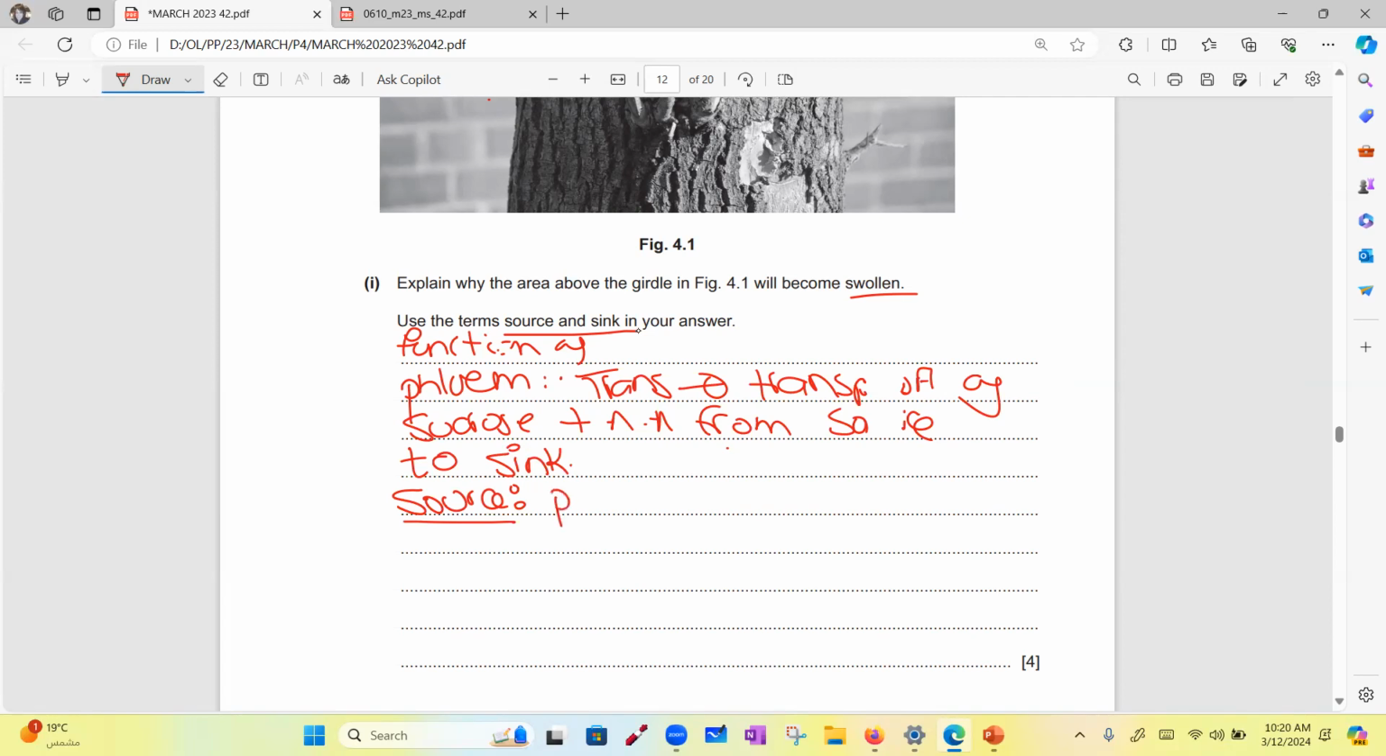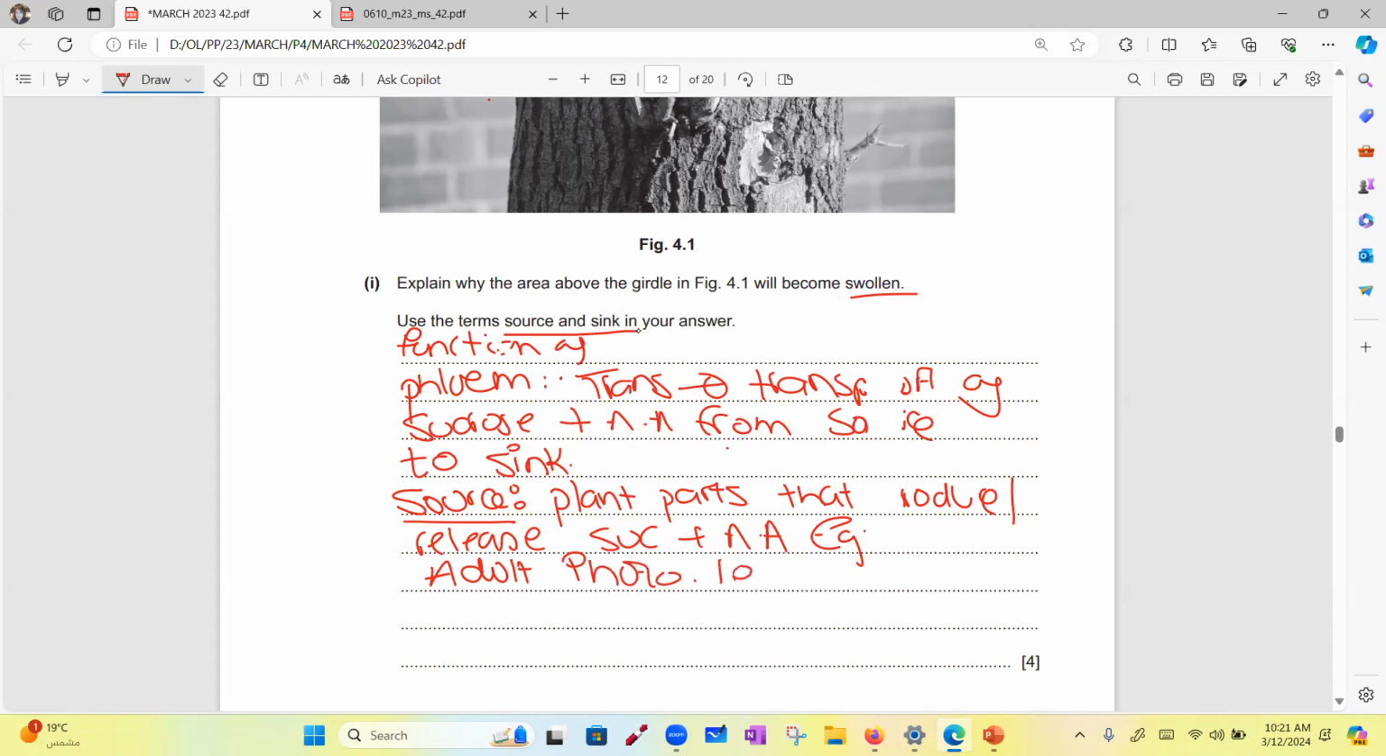Sources are the plant parts that produce or release sucrose and amino acids. Example, leaves, and not even any leaves. Adult photosynthesizing leaves, adult leaves that do photosynthesis, because baby leaves still don't photosynthesize. Adult photosynthesizing leaves. What is the sink?